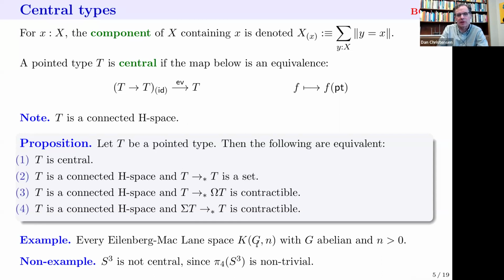The problem if G is not abelian is that a K(G,1) for G non-abelian isn't an H-space. So that's the part that fails there. The 3-sphere is a connected H-space, but it's not central because pi_4 of S^3 is Z mod 2. So that means this type of pointed maps, in this case, would have 2 components. It wouldn't be contractible. Okay. So I'll tell you a few more examples in a bit, but those are the ones I wanted to talk about at this point.